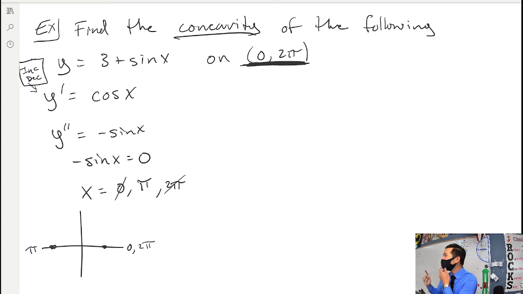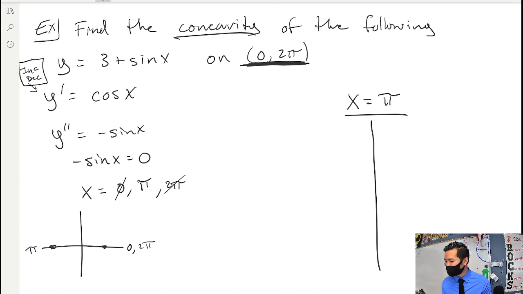So the only, I'm going to use my quote fingers here, critical points that we have is x is equal to what? X is equal to pi. That's the location where the second derivative might possibly change signs from positive to negative. Okay? So let's do that real quick.